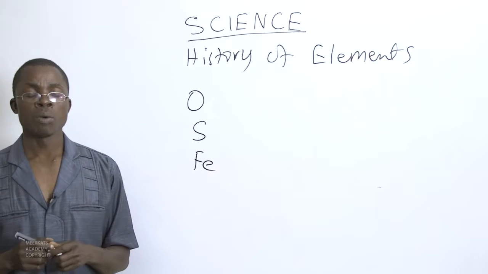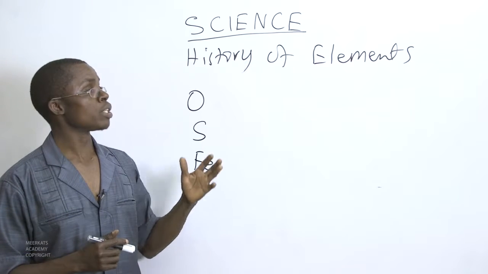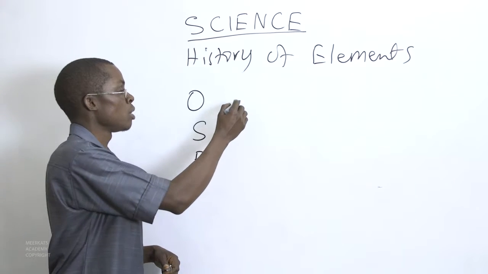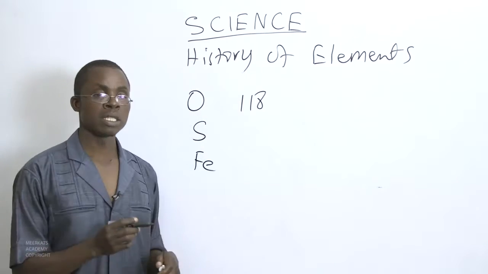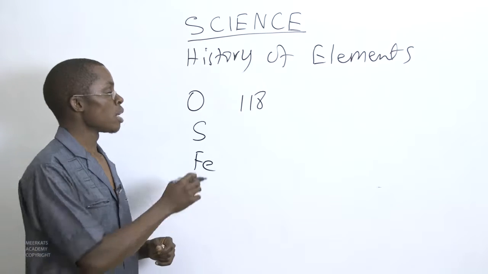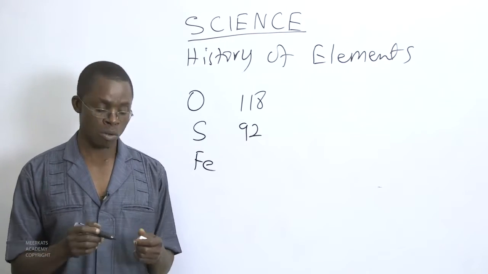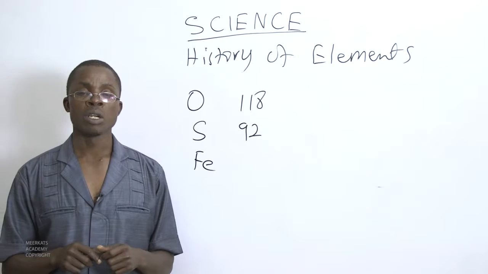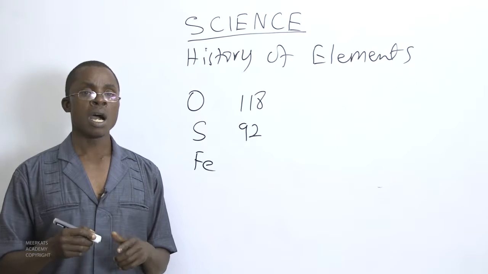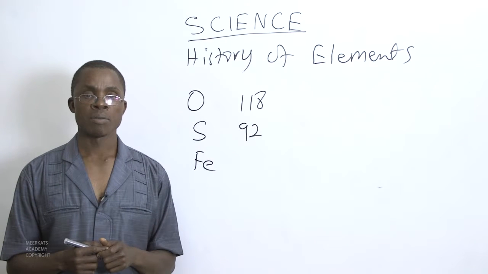So in this lesson, we want to look at how the development was done to come up with the so many elements we know by now. We said in our previous lesson we have a total of 118 elements which are well arranged in a periodic table, and out of the 118, 92 can easily be found at any single moment because they naturally occur. But the question comes, how did all these elements come to be discovered?